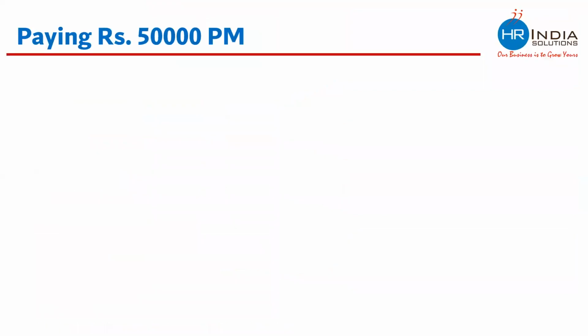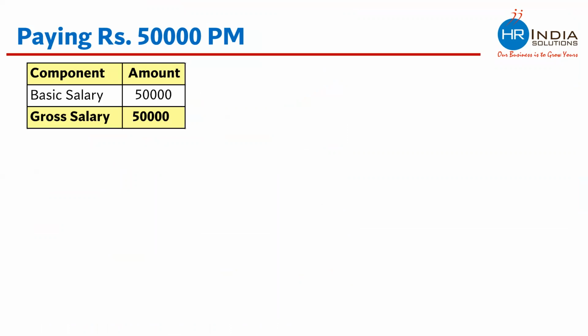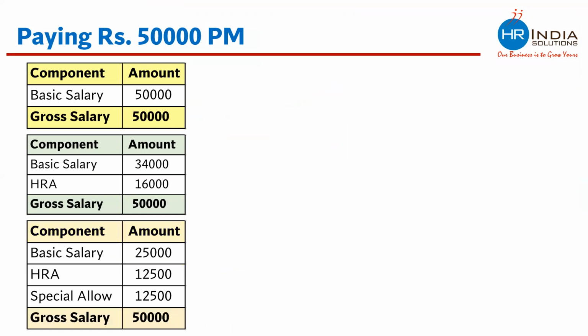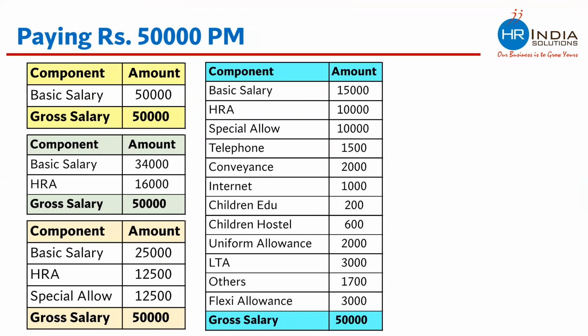So if you want to pay 50,000 per month to any person, 50,000 can be paid in this way, which is legally correct. There is nothing wrong. 50,000 can also be paid in this way. This is also legally correct. 50,000 can be paid in this way also. This is also legally correct. And if you want to pay 50,000 per month to anyone, you can pay that in this way also. This is also legally correct.